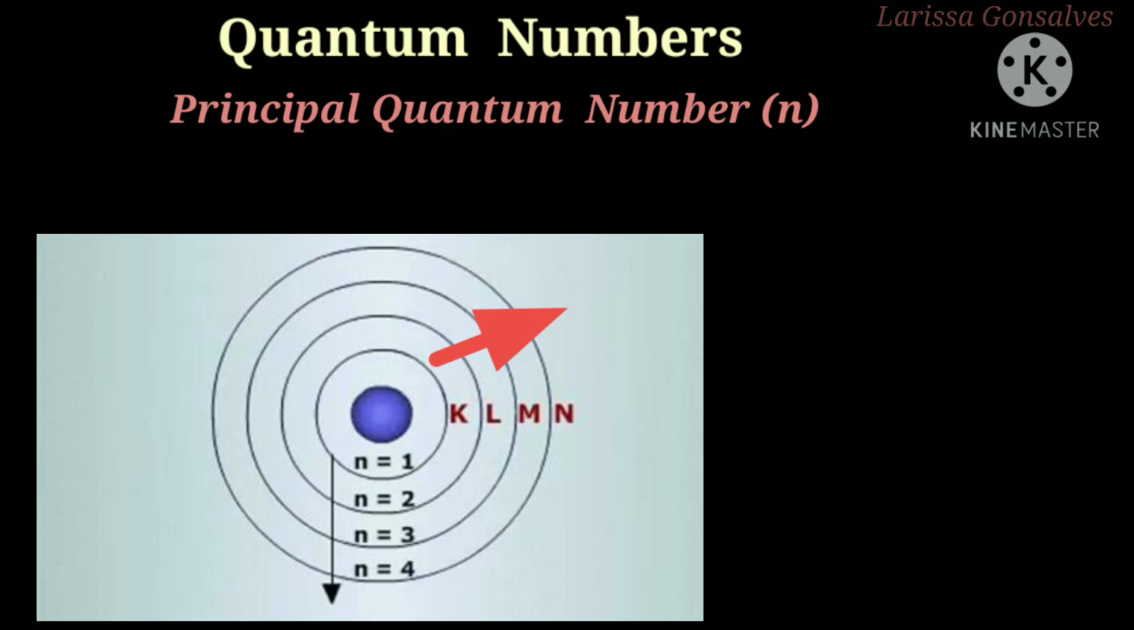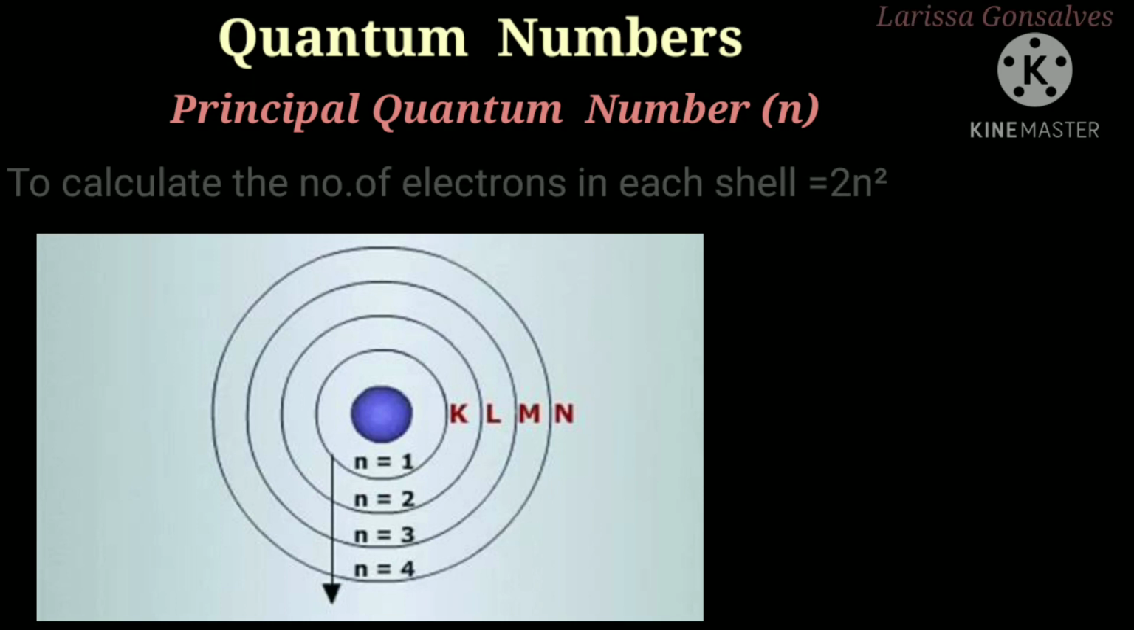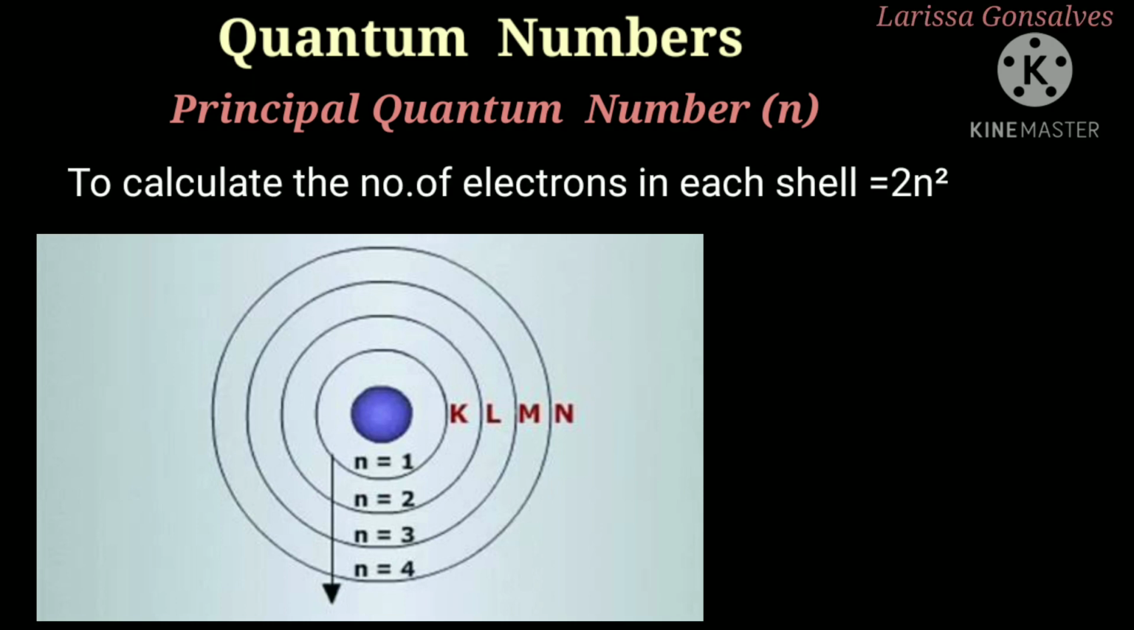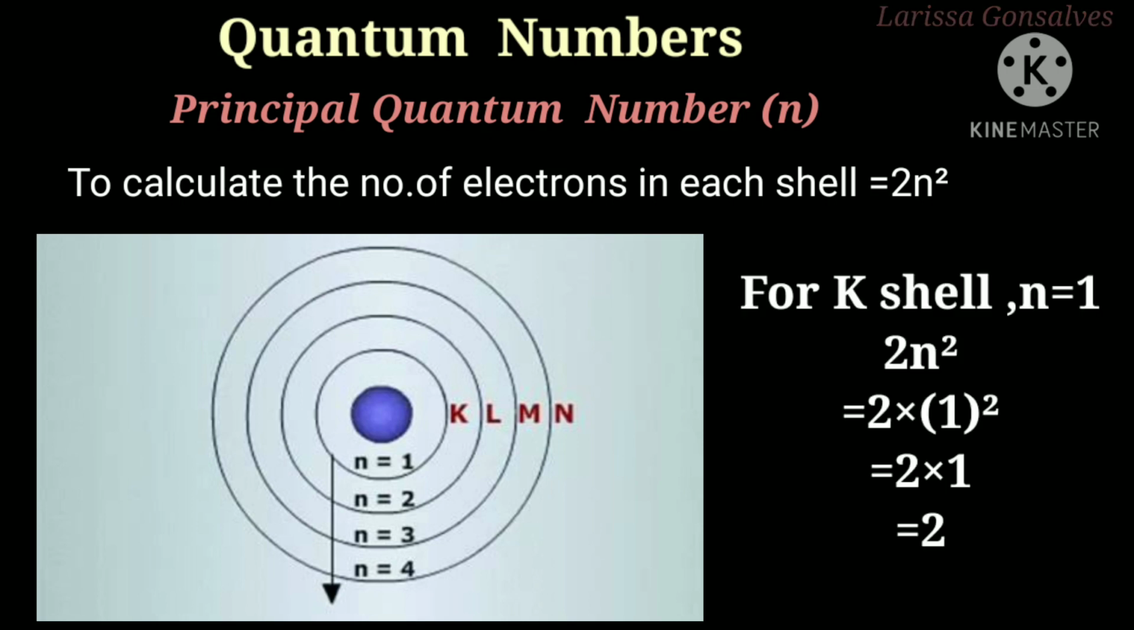also the energy increases. If you want to calculate the number of electrons that are present in each orbit or shell, it will be calculated using the formula 2n square. So let us solve for K shell. So for K shell, n is equal to 1. So using the formula 2 into n square will be 2 into 1 raised to 2, which is going to give us 2. So there will be 2 electrons present in the K shell.